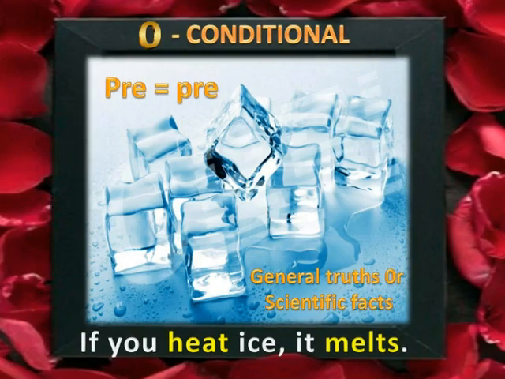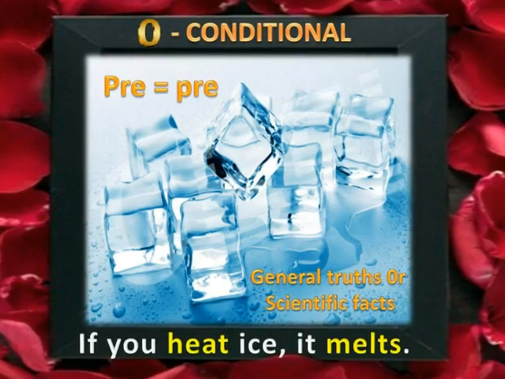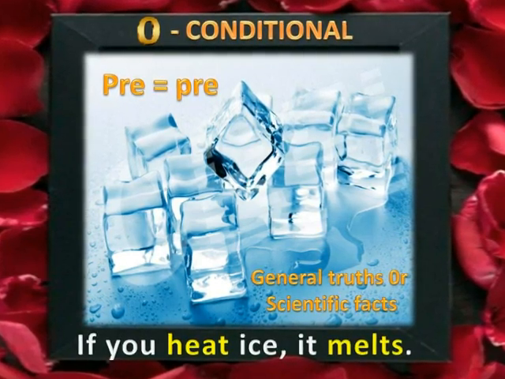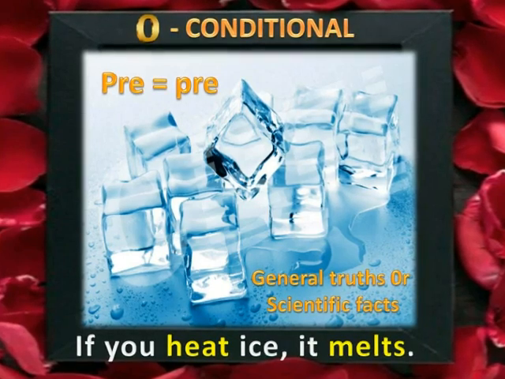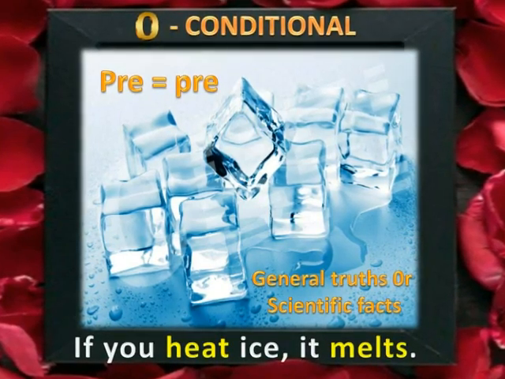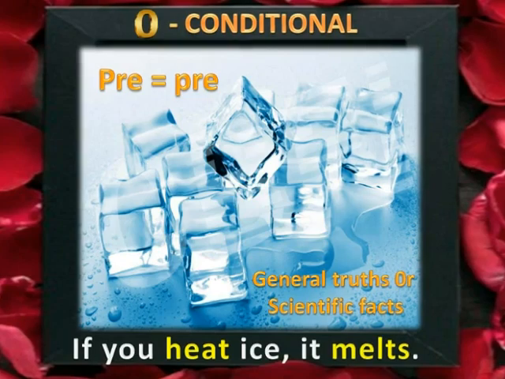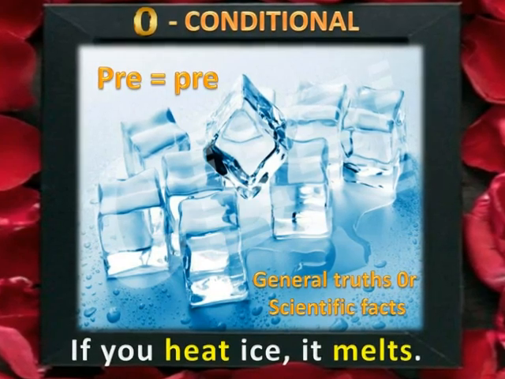If you heat ice is the conditional part and heat is the present tense verb. It melts is the result part and melts is also the present tense verb. And the sentence infers the general fact that heating ice results in melting.